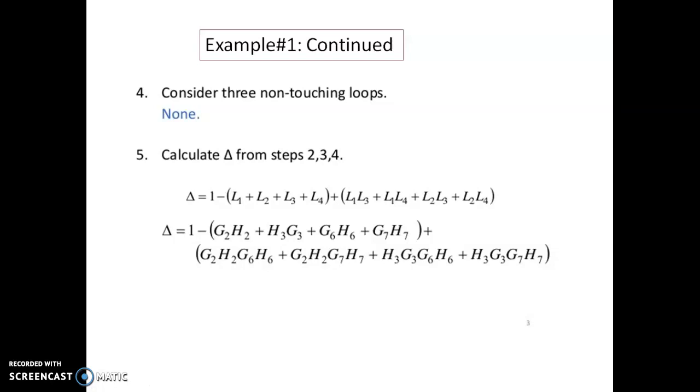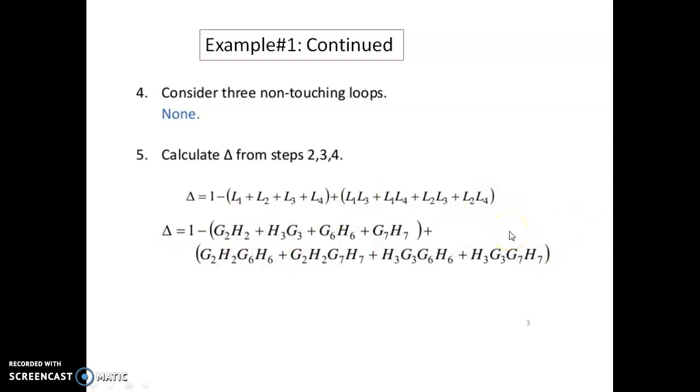So delta is equal to 1 minus the sum of loops, plus non-touching loops two at a time, minus non-touching loops three at a time, plus non-touching loops four at a time, and so on, with respect to the problem. So delta is 1 minus L1, L2, L3, L4 loops, plus the non-touching loops two at a time. Non-touching loops three at a time are not there. So this is our delta.